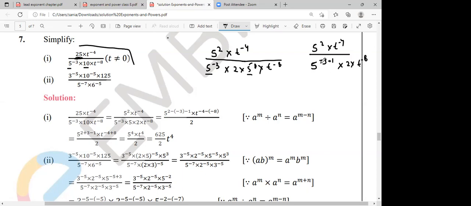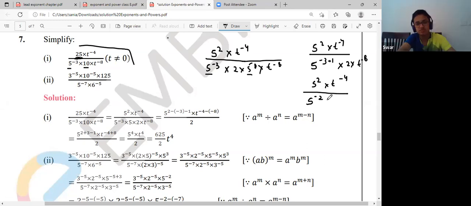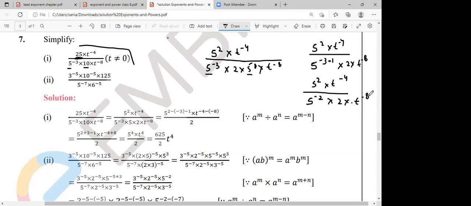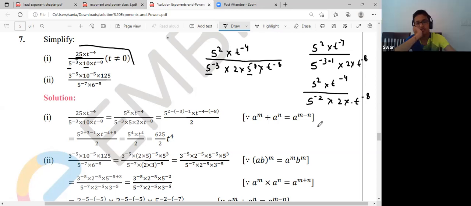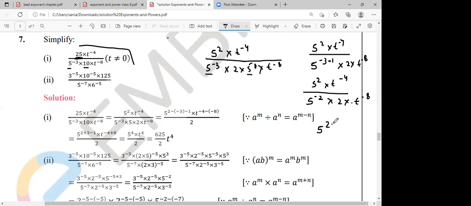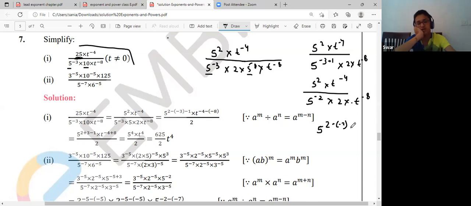Now over here you have 5 raised to the power 2 multiplied by t raised to the power minus 4, and downward you have 5 raised to the power minus 2, and 2 multiplied by t raised to the power minus 8. So over here you can see they have the same base but different powers, and they are in division. So what will you do? Ma'am, we have to subtract. So 5 raised to the power 2 minus minus 2, so it will not be 0 but 5 raised to the power 4.